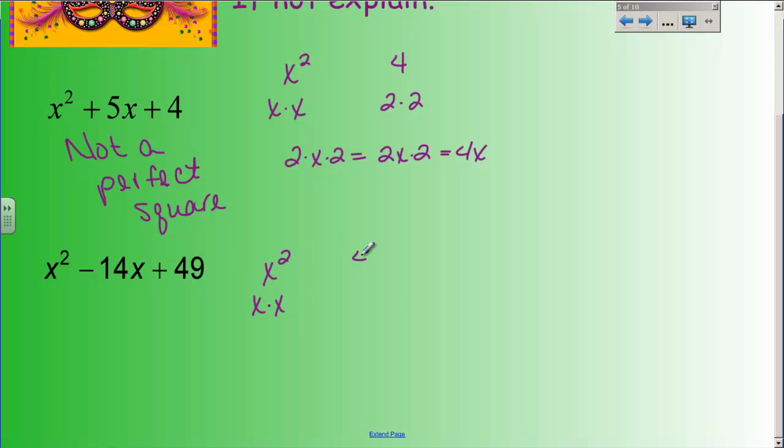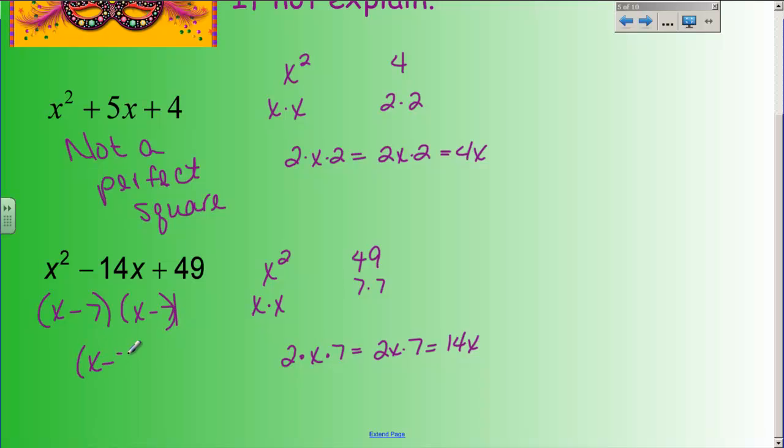So x squared, perfect square, this is x times x. And then 49 is also a perfect square. Its factors are 7 times 7. And so the middle term, 2 times x times 7, well, 2 times x is 2x, times 7 is 14x. Yes, the middle term checks out. This is a perfect square trinomial. So my factors are going to be, because of the minus sign here, minuses: x minus 7 times x minus 7, or x minus 7 squared.